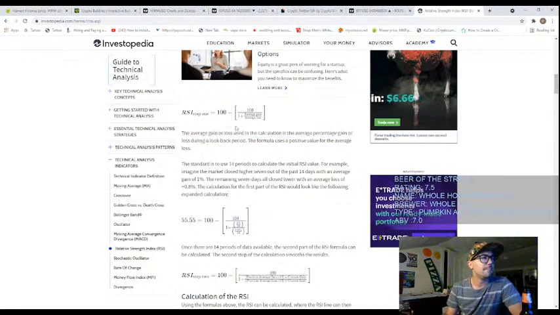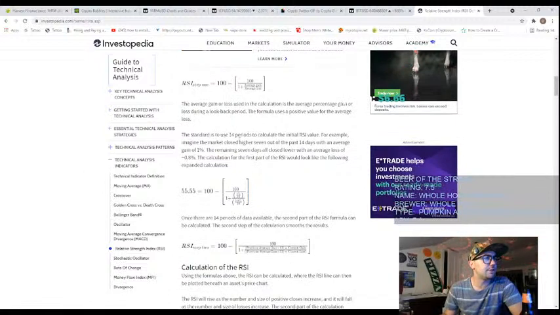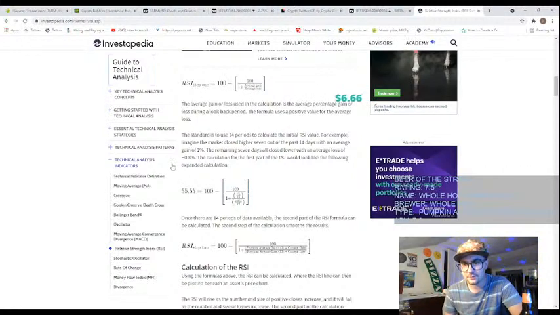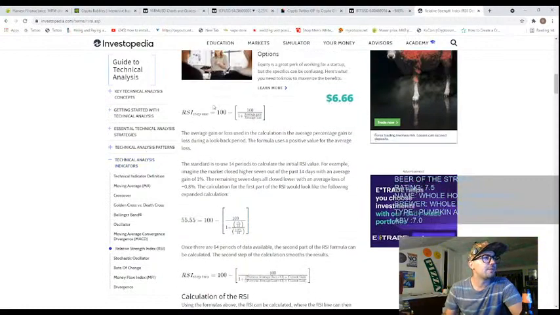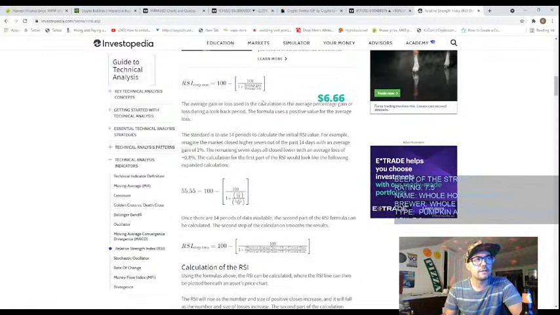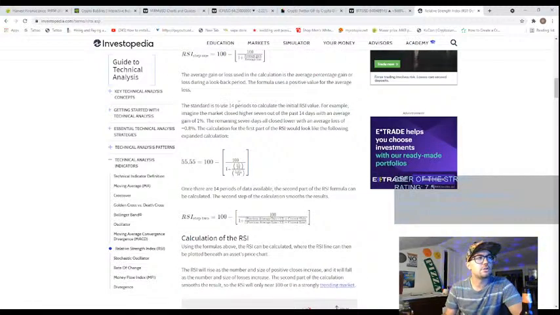So there is some sort of math equation here. RSI equals 100 minus the division of 100 over, I don't know what that is. But if you want to read that, you can. The average gain or loss used in the calculation is the average percentage gain or loss during a look-back period. The formula uses a positive value for the average loss. So the standard is to use 14 periods to calculate the initial RSI value.